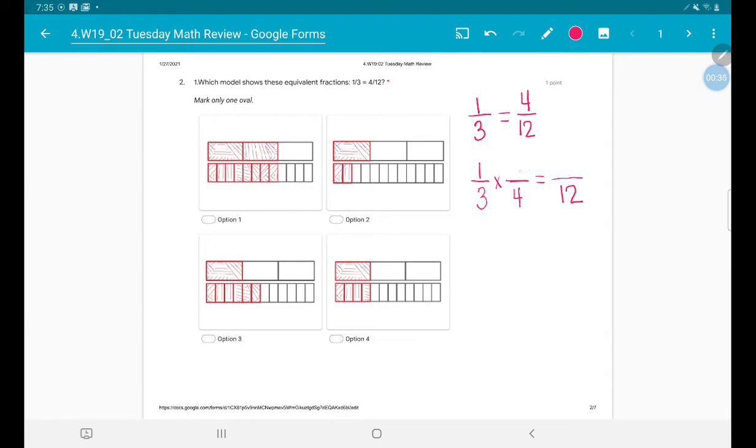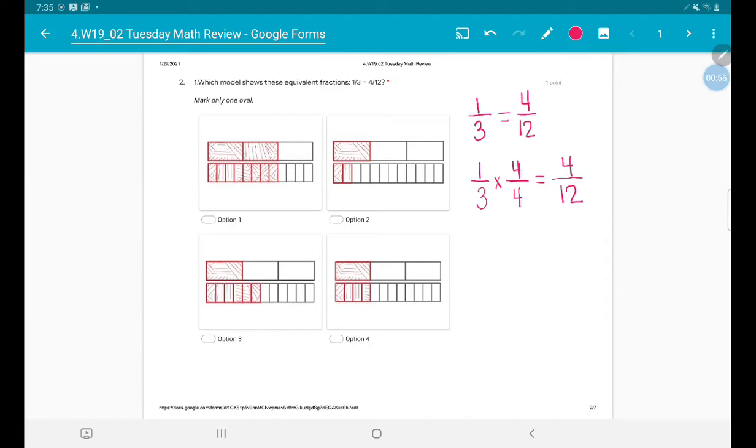And if I multiply my denominator by 4, I have to do the same to my numerator. So I'll do 1 times 4, and that equals 4. So we've proved that that's a true equation. Now I need to find the model that shows 1/3 is equal to 4/12.